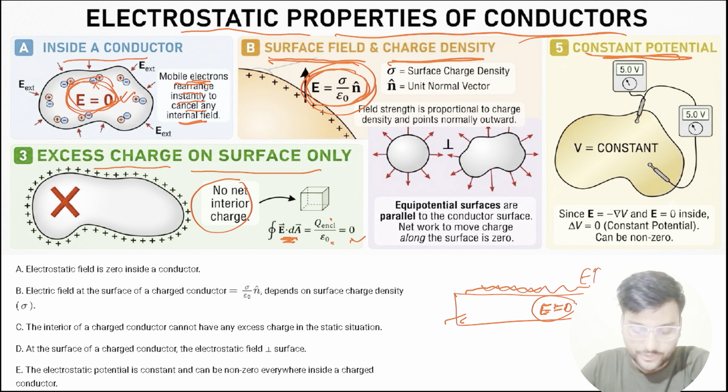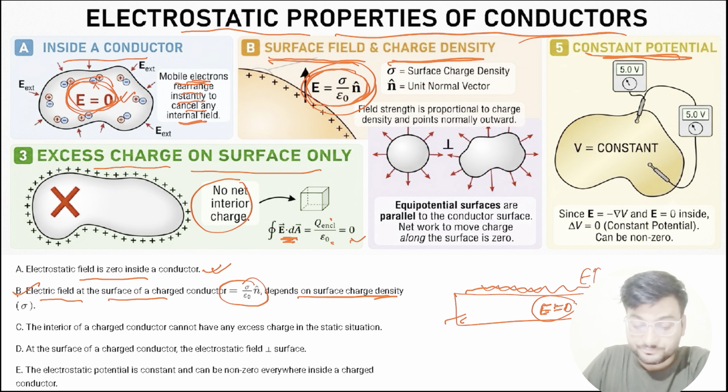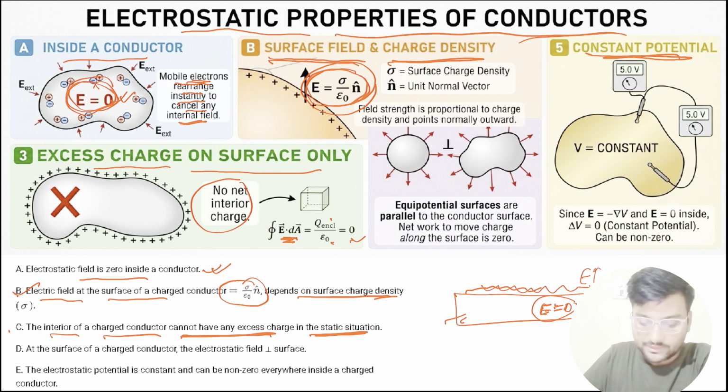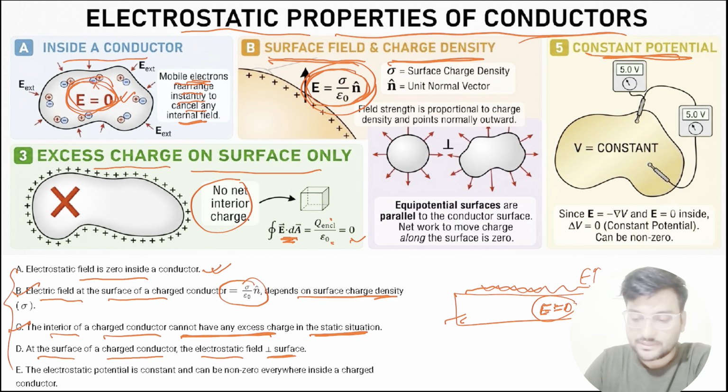Now see the point here. In the first option they say that the electric field inside the conductor is zero, that is correct. Now the electric field on the surface of the conductor is equal to sigma by epsilon, which depends on the surface charge density. That is correct as a statement, but in the question that option is wrong, right? In option C, the interior of a charged conductor cannot have any excess charge in the static situation. This is the correct statement. These are actually the properties of a conductor I am mentioning here, so you may write them as notes also. At the surface of a charged conductor, the electric field is perpendicular to the surface, always. We can say that electric field lines pass perpendicular to the surface of the conductor.